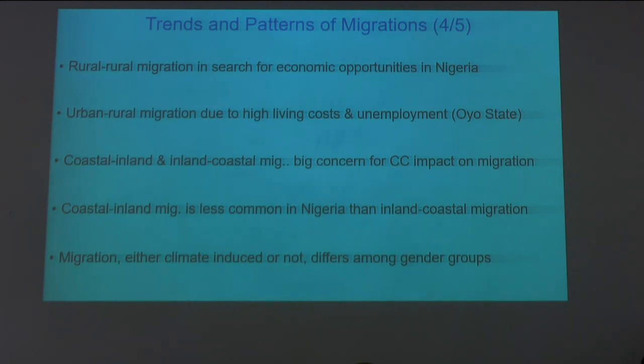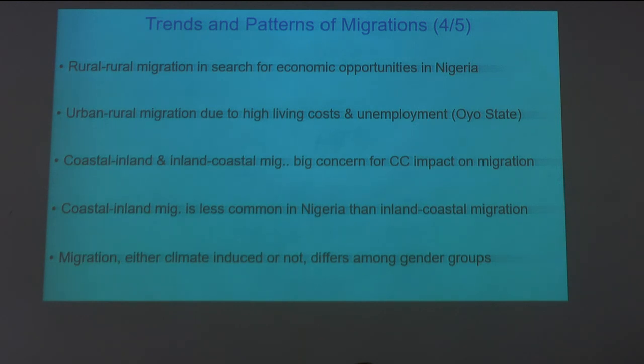Rural to rural migration is driven by the search for opportunities such as fertile lands. And we also have the case of urban to rural migration in Oyo State, which was mainly driven by high cost of living and unemployment. So we also have coastal to inland migration and inland to coastal migration, which is a big concern for climate change impact on migration. But generally in Nigeria, coastal to inland migration is not common. What is common is inland to coastal migration because of the opportunities available in coastal areas of Nigeria.